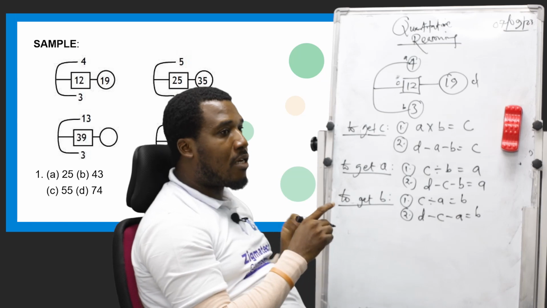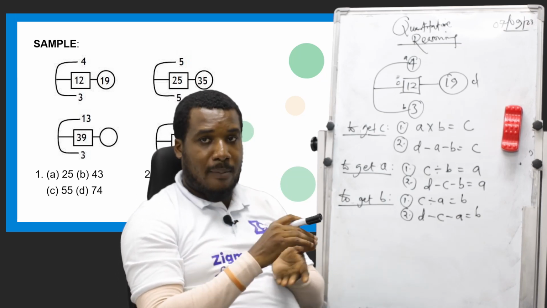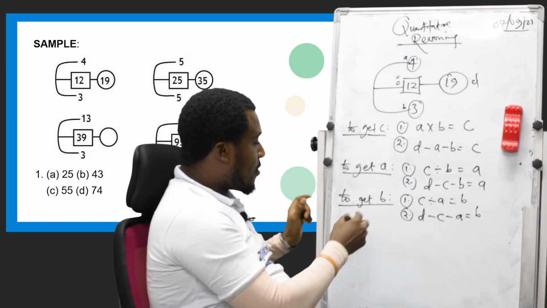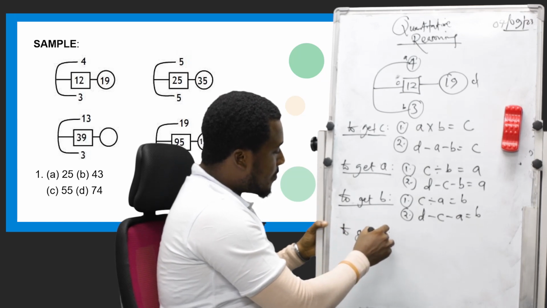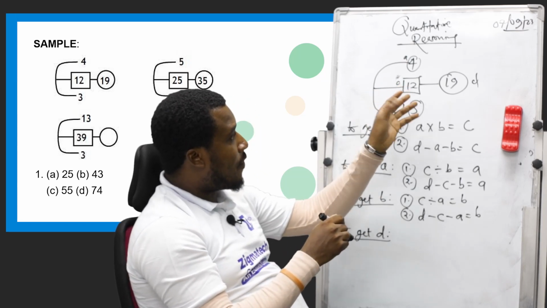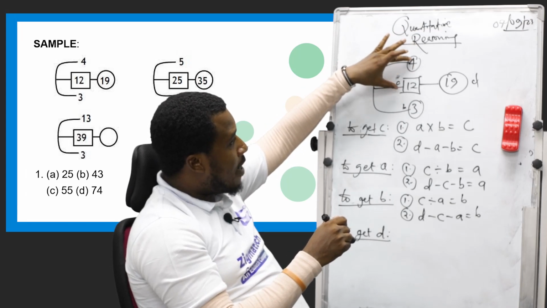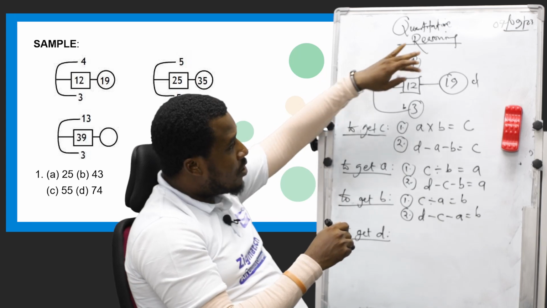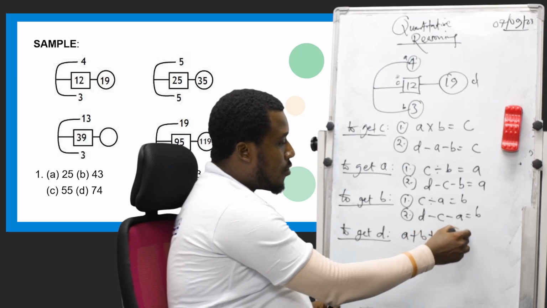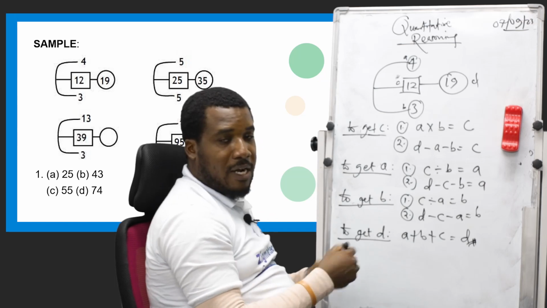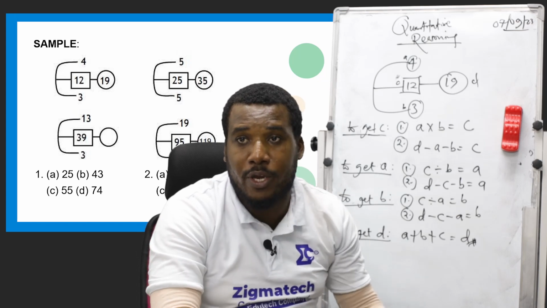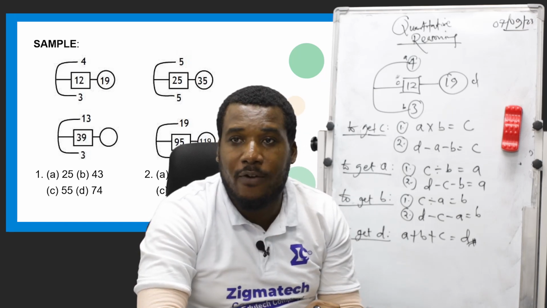Now, the one we're going to focus on, and that's where our working is all about, is 19, which is D. Now to get D, there's only one thing you have to do: addition of A, B, and C will give you D. So A plus B plus C equal to D. And with that, you'll be able to solve this kind of problem when you come across it during your examination. Now, we are given a series of questions to answer.